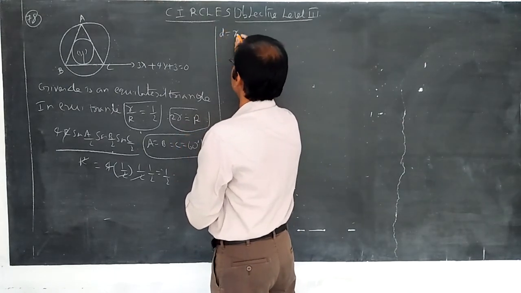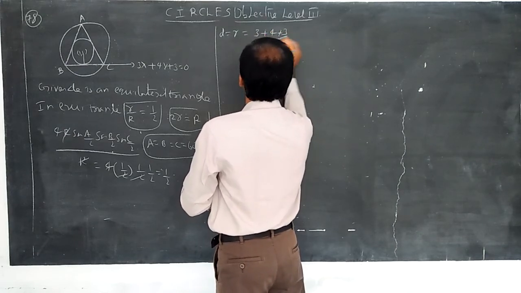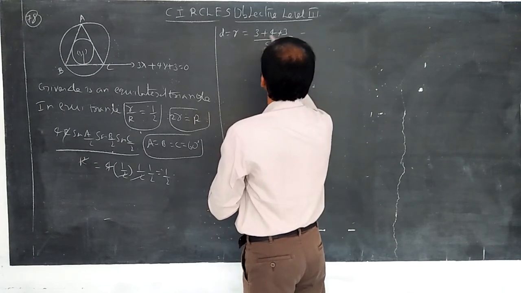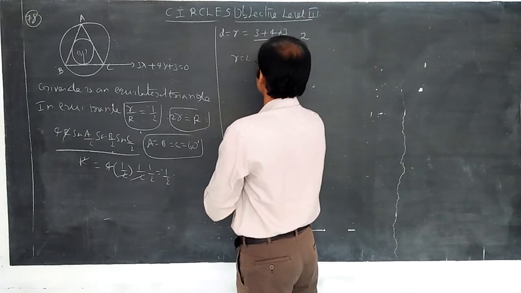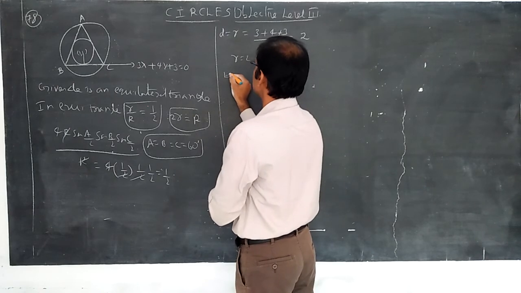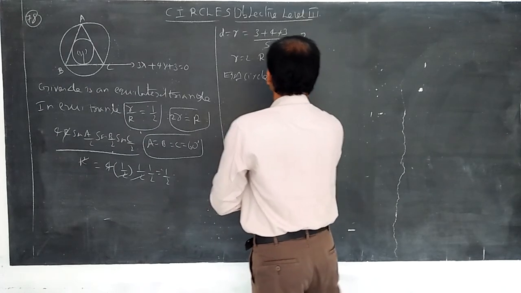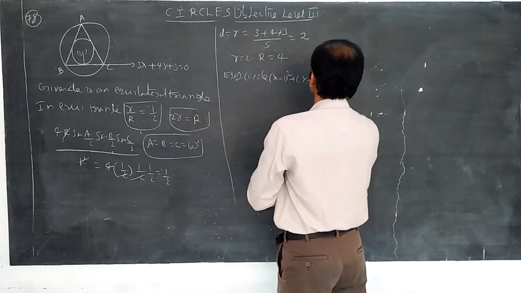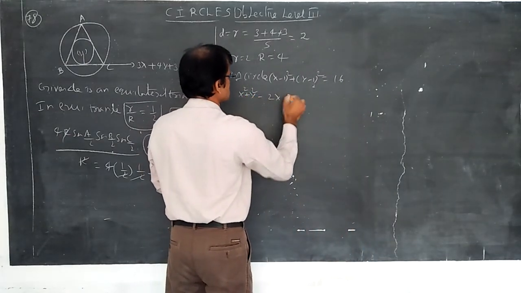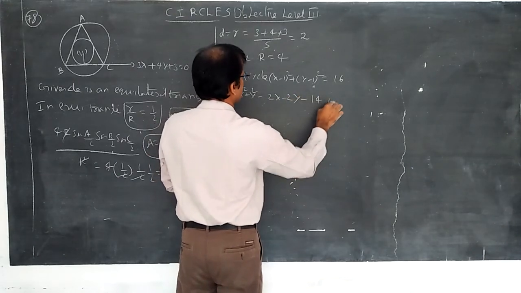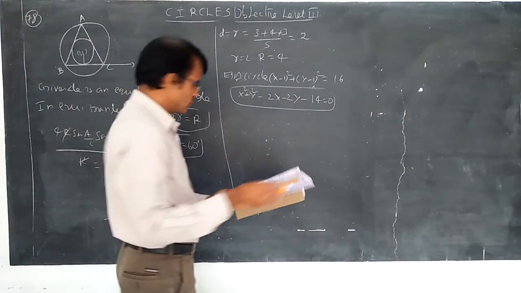Now D is equal to R, use the formula. That is equal to 3 plus 4 plus 3 whole by 5, that is equal to 2. So small r is equal to 2 here. So capital R is equal to 4. Now the equation of circle, having the same center: x minus 1 whole square plus y minus 1 whole square is equal to 16. You can write this as x square plus y square minus 2x minus 2y minus 14 equal to 0. X square plus y square minus 2x minus 4y minus 14 equal to 0.